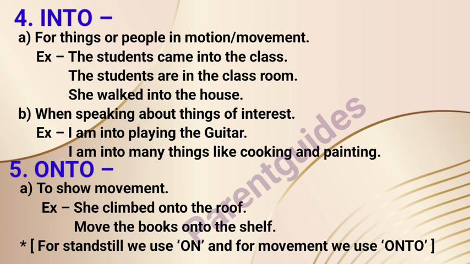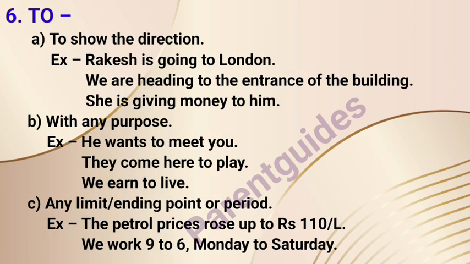5. Preposition onto. Preposition onto is used A. To show movement. Example, she climbed onto the roof. Move the books onto the shelf. For standstill we use on and for movement we use onto. 6. Preposition to. Preposition to is used A. To show the direction. Example, Rakesh is going to London. We are heading to the entrance of the building. She is giving money to him.